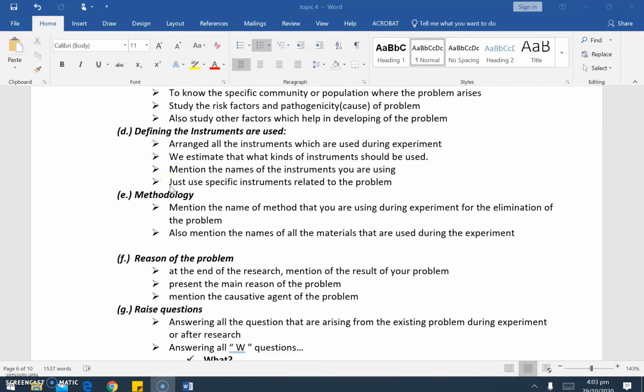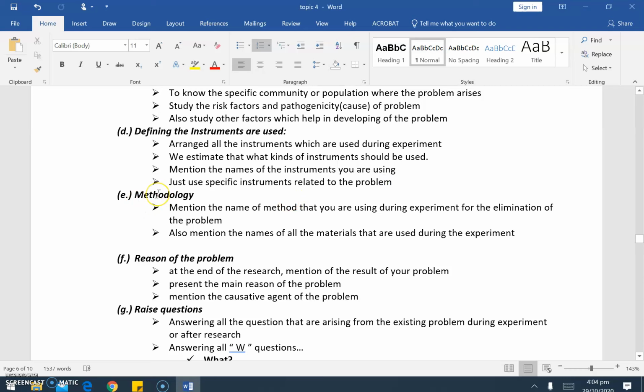Then just use specific instruments related to the problem. Out of those instruments that are used, which ones are the most specific, like the root cause of the problem, and the contributing factors that develop the problem. So here, there are also instruments that are used in the experiment. Then, there is also a specific instrument that was used.